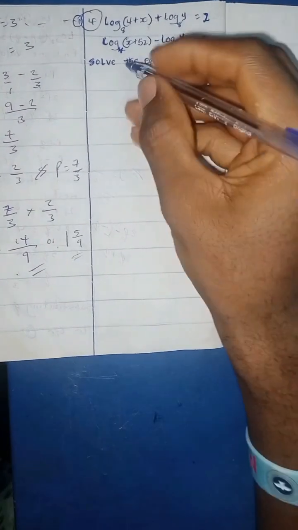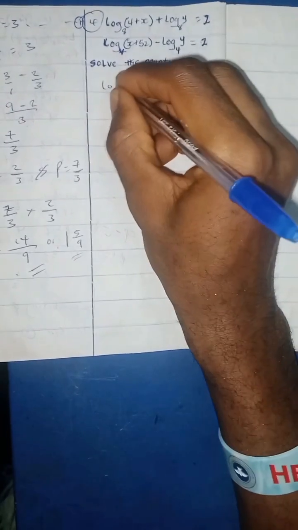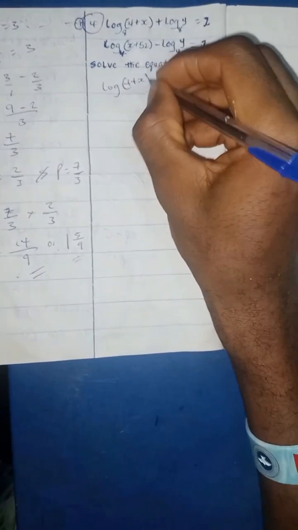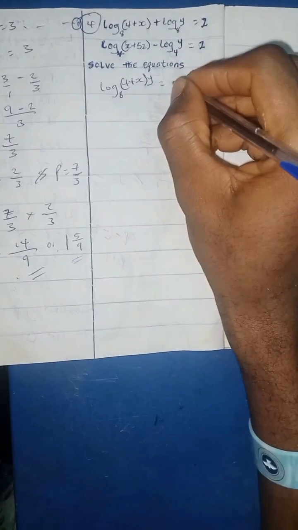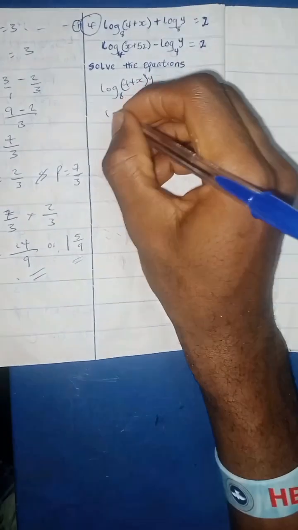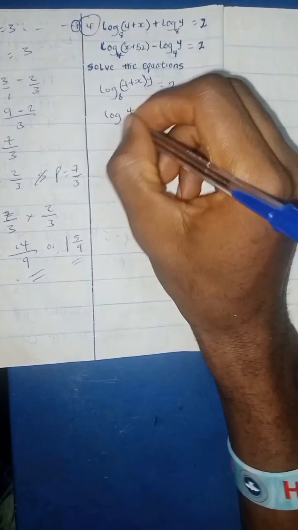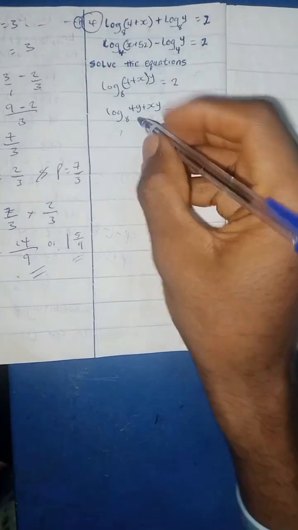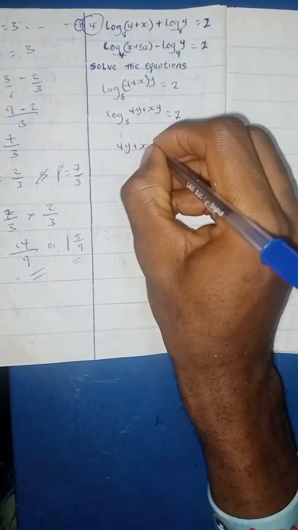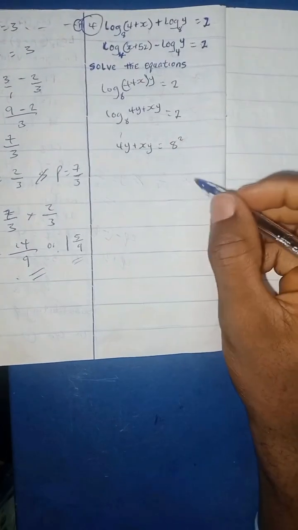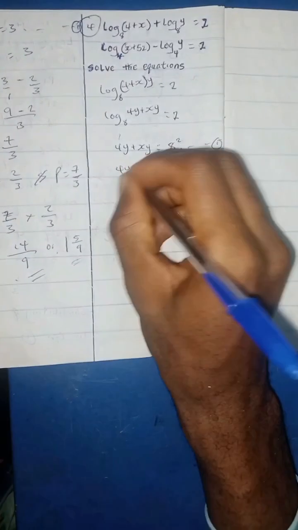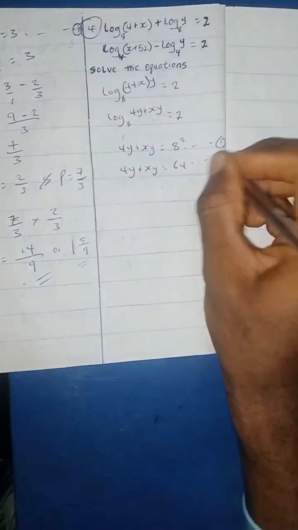So solving for the first one now, we have log of (4 plus x), we know plus inside the log means multiplication, times y, in base 8 is equal to 2. So this is the same thing as saying log of (4y plus xy) in base 8 is equal to 2. And remember, this is the same thing as saying 4y plus xy is equal to 8 squared. So this is our equation 1. Let's change this one: 4y plus xy is equal to 64.